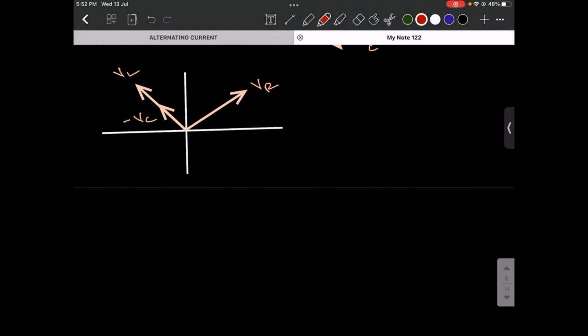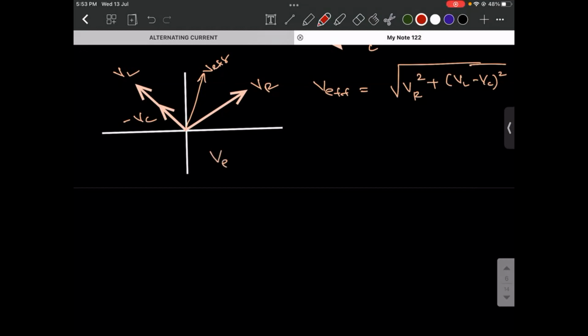Okay. Now what will be the effective value here? Can I say V effective is equal to root of VR square plus VL minus VC the whole square? Can I say that? Right? So then V effective, I can write it as I into Z is equal to root of I into R the whole square plus I into XL minus I into XC the whole square.